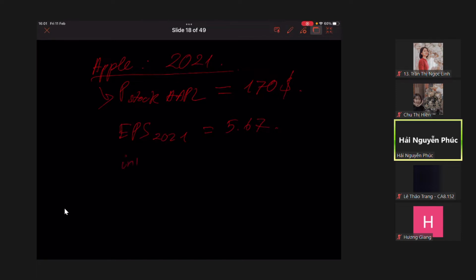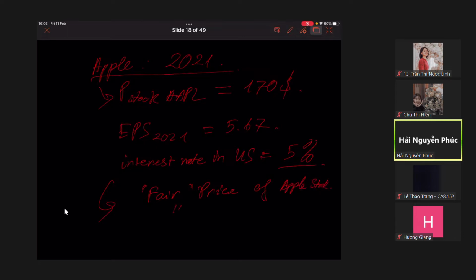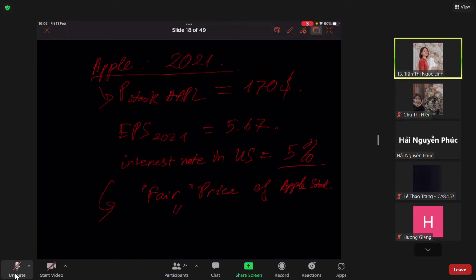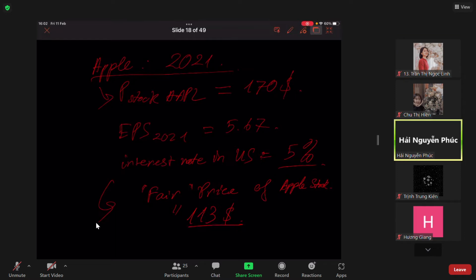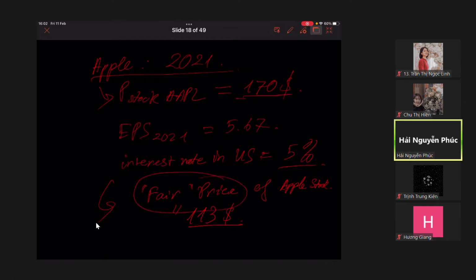Suppose the interest rate in US is 5%. So based on this, of course, firstly, you can compute what I call the fair price for the Apple stock. How much? $113. Right. So you compare what we call the fair price with the current price.